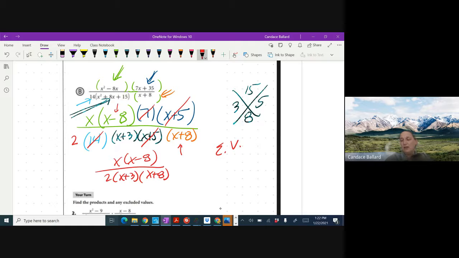To get excluded values, remember I'm going to set the denominator, and the denominator factors only, to 0. I don't need to worry about the 2. So I'm just going to go X plus 3 equals 0, X plus 8 equals 0. So my excluded values would be X equals -3 and X equals -8. Tuesday, when I see you again, we're going to talk about solving a rational equation. So you're going to need the excluded values on Tuesday. You just need to recognize what you can't get as an answer. So it's good to practice today.